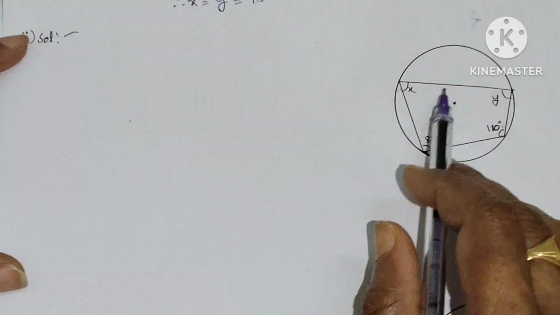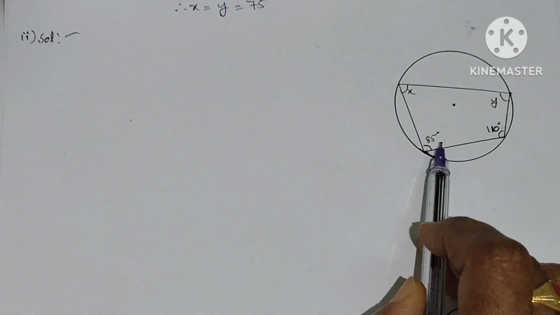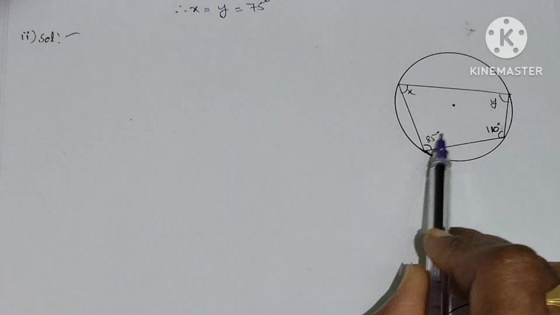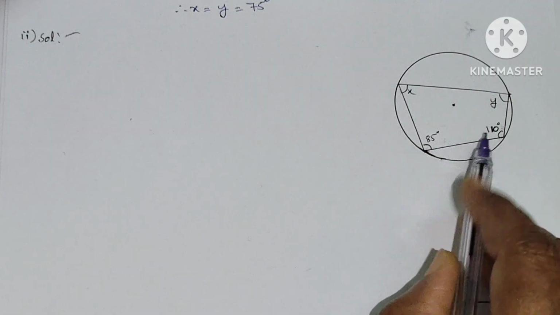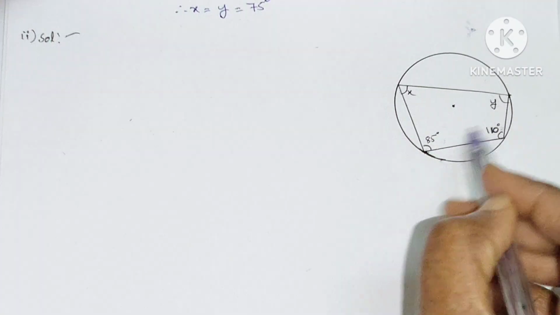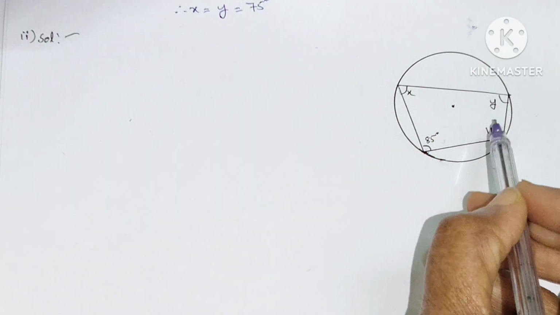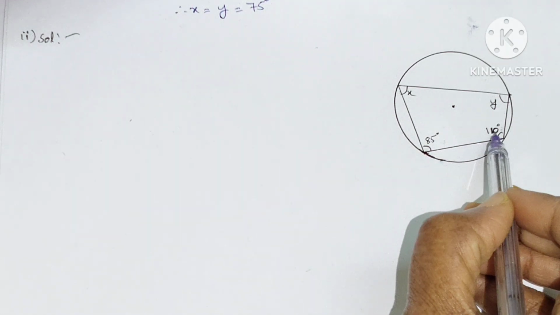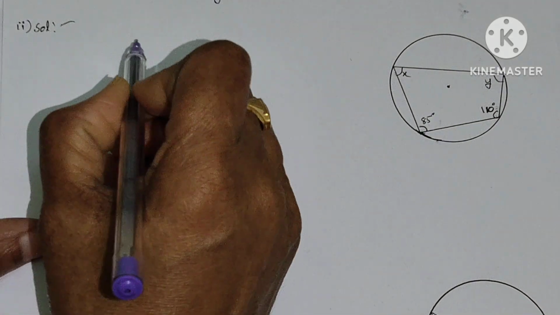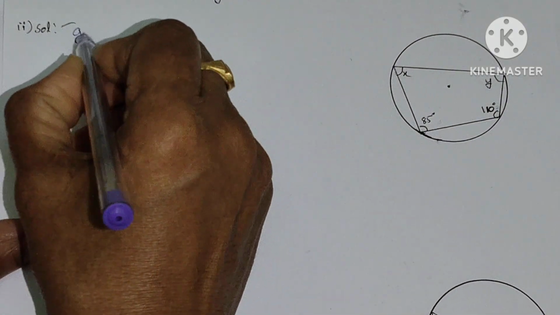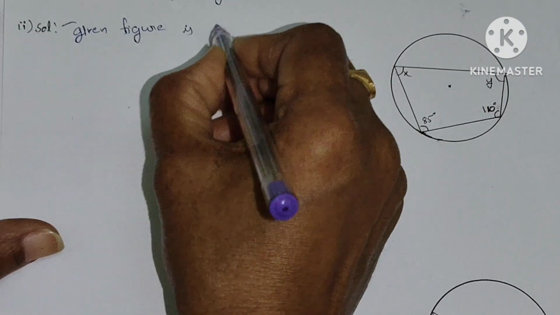Now next we write the second one. This is the second diagram. A cyclic quadrilateral is given. In a cyclic quadrilateral, the sum of opposite angles is 180 degrees. Four angles are given: x, y, 85 and 110. The sum of each pair of opposite angles is 180. So the given figure is a cyclic quadrilateral.